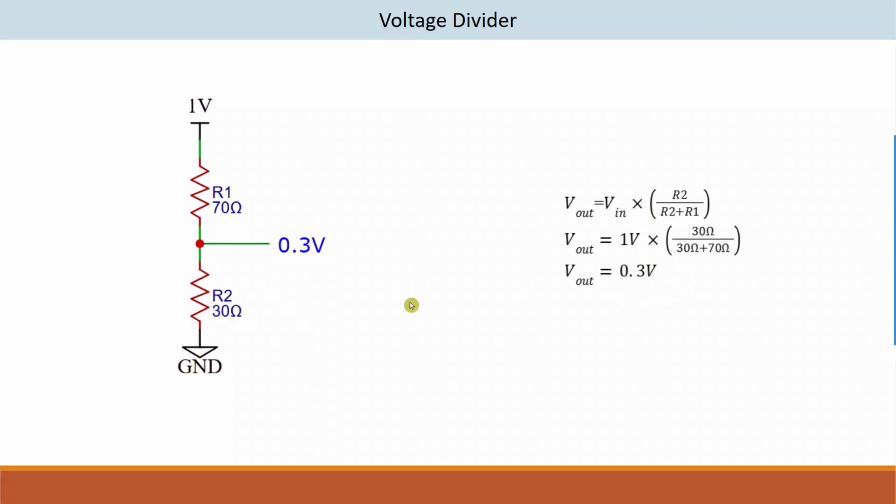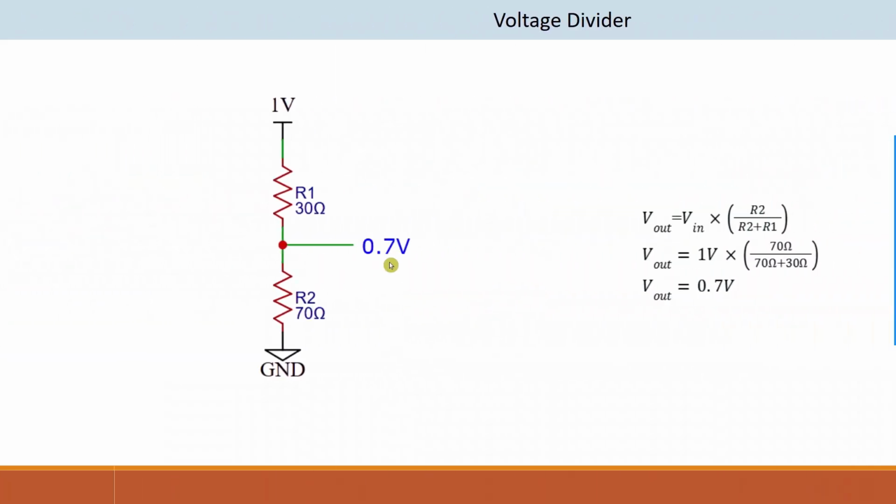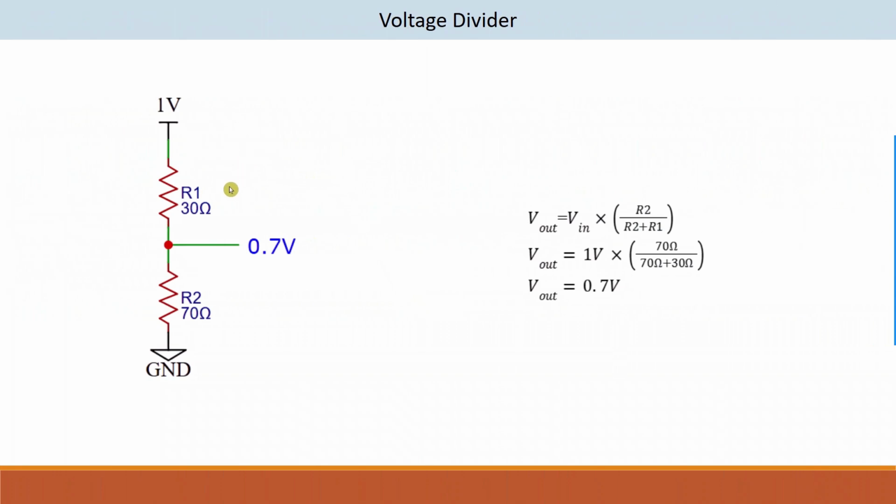Okay, so next here I am considering R1 is 30 ohm and R2 is 70 ohm. My input voltage is 1 volt. Apply the formula: V out equals V in times R2 divided by R2 plus R1. After calculation the output will be 0.7 volt.